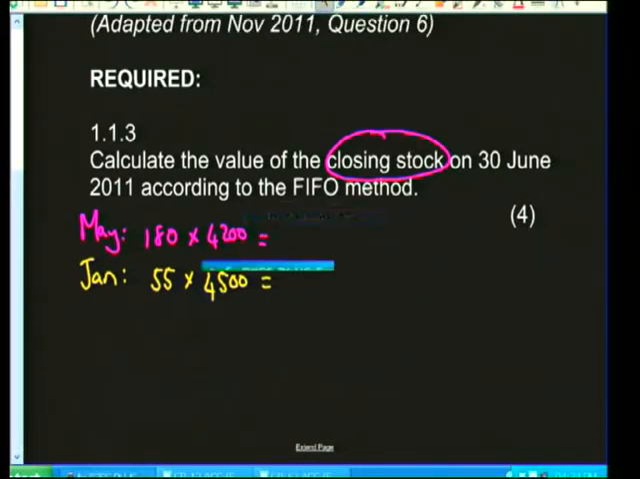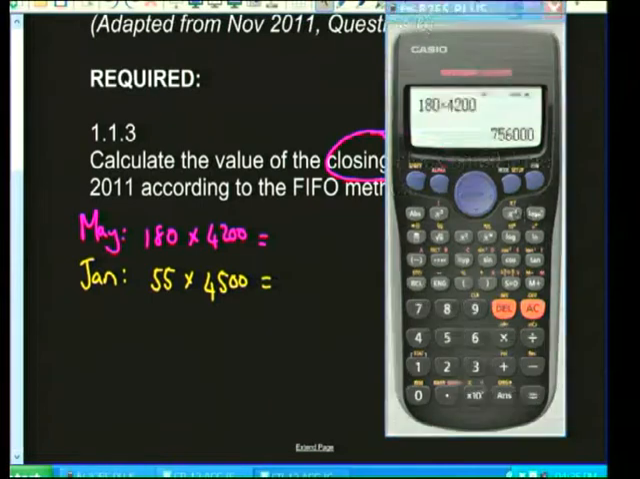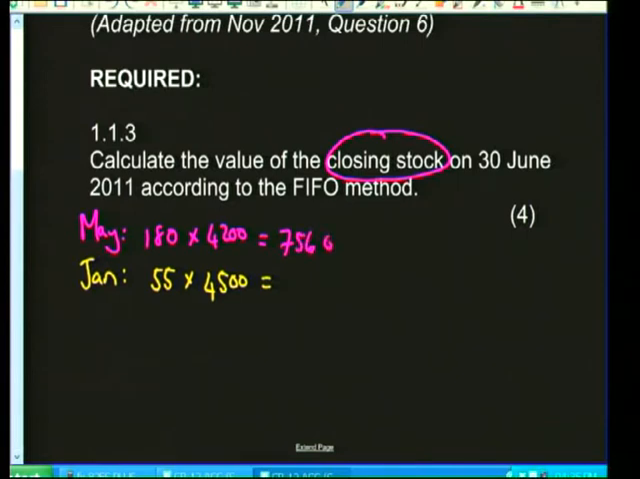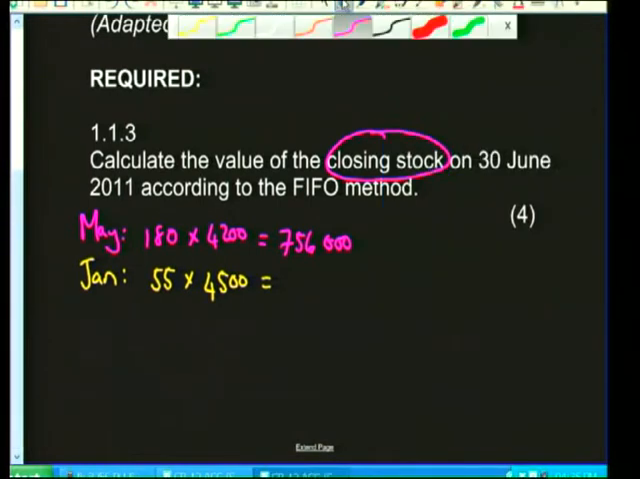So let's bring the calculator up onto the screen. We'll start off with 180 bicycles at 4,200 Rand each. Those are the bicycles left over from May's purchases. So let's write that answer down. That's 756,000. I'll put that in the correct place here. 756,000. Then I have January's bicycles, which is 55 times 4,500. Let's do the calculation. 55 times 4,500. That answer comes to 247,500. So let me put that answer in there.